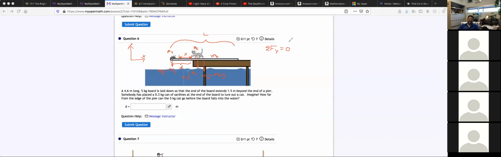And all that's going to tell us is the value of the normal force of the pier pushing up on the board, which is not really helpful because we're not going to use that normal force for anything that I can think of. The only thing we might use it for is to calculate the amount of friction between the board and the pier, but they've not told us anything about the frictional coefficient, so it's not going to be helpful. So this is not going to be very useful to us.